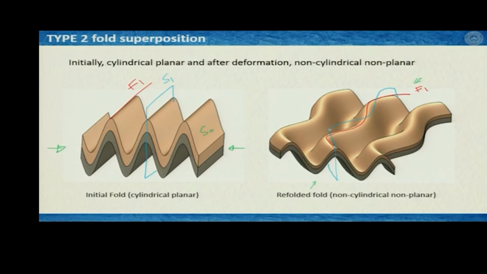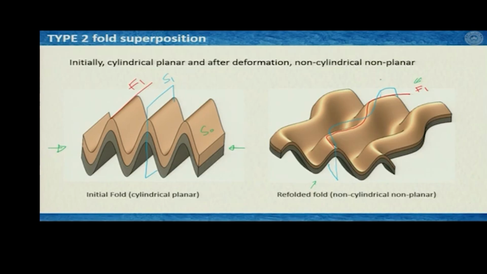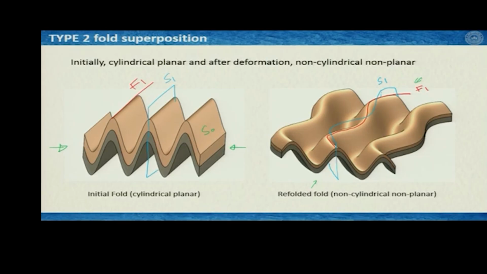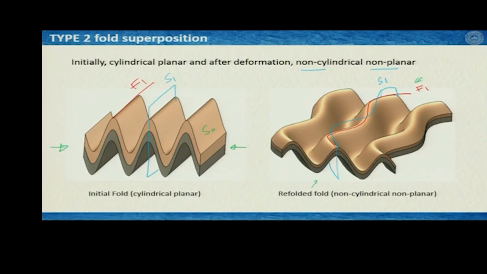As it is going here, because it is intersecting the plane in a curvy way. So S1 is also curved. So F1 is non-cylindrical, we have established, and S1 is not planar anymore. So this is non-planar. So a non-cylindrical, non-planar fold we have developed due to fold superposition, and this is type 2 fold superposition. What happens with F2 in this image?